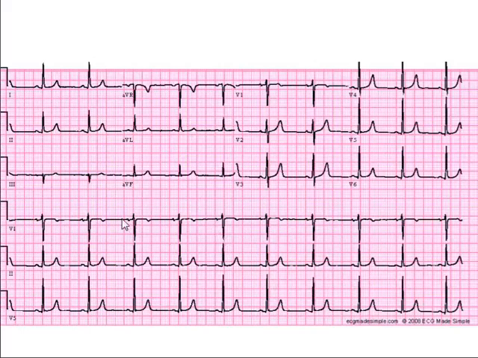Next, we examine for ventricular hypertrophy. For left ventricular hypertrophy, we look at the R waves in lead 1 and AVL, and S waves in lead 3. We also look at the sum of the S wave in lead V1 and the R wave in either lead V5 or V6. In this ECG, there is no evidence of left ventricular hypertrophy.